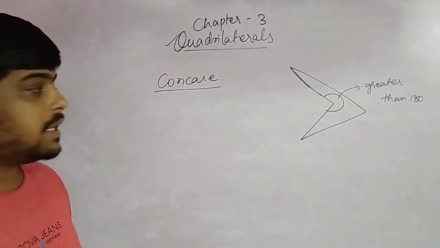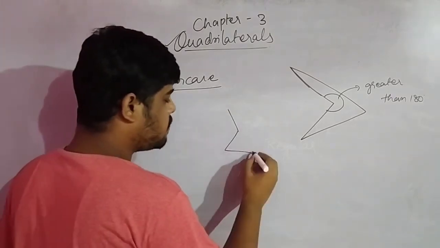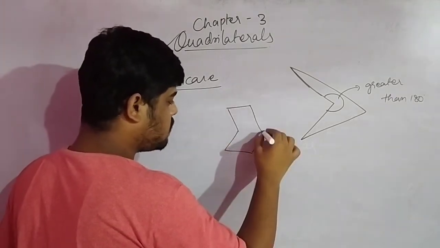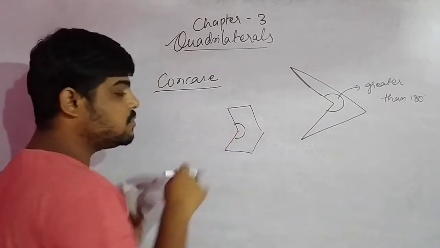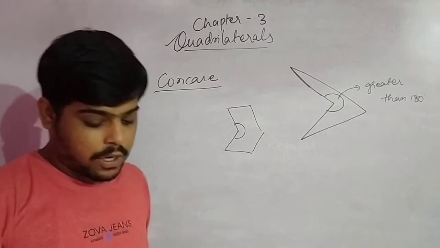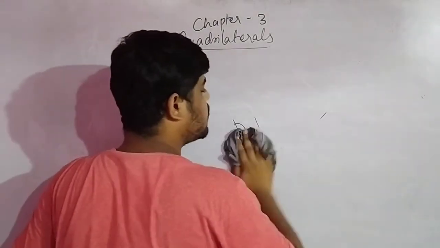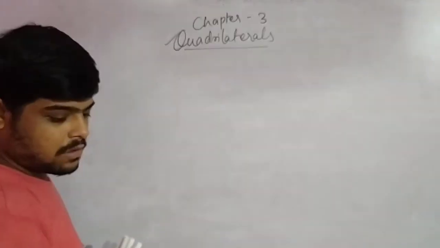So this is a concave polygon. One more example. This angle is more than 180. So this is a concave polygon. Now students, coming on the convex polygon.